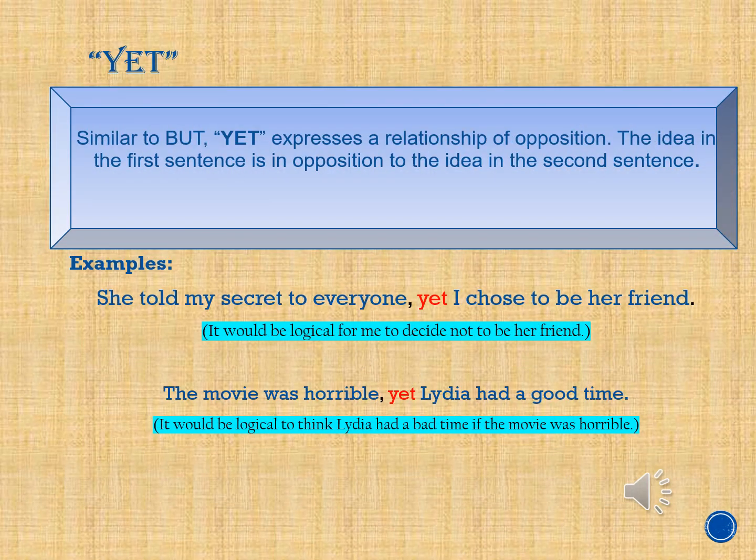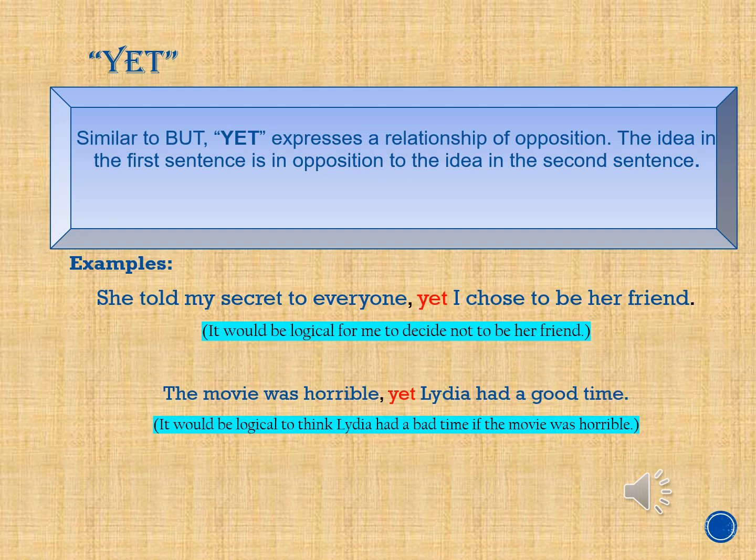Okay, so now we have the coordinating conjunction yet. Yet is similar to but. Yet expresses a relationship of opposition. Opposition is something contrary, something different. For example, the opposite of white is black, right? The opposite of happy is sad. That is the meaning of opposition. The idea in the first sentence is the opposition to the idea in the second sentence or independent clause.